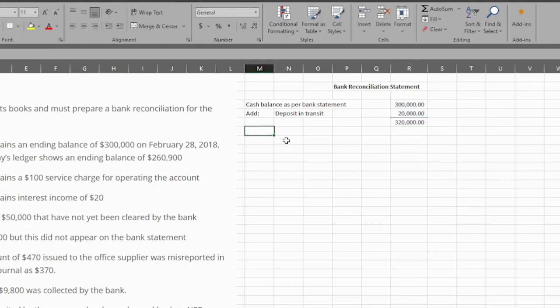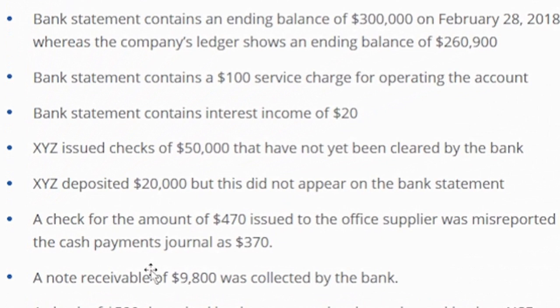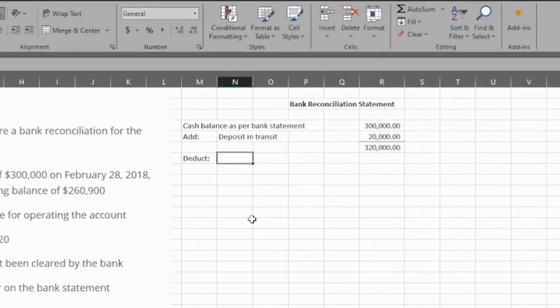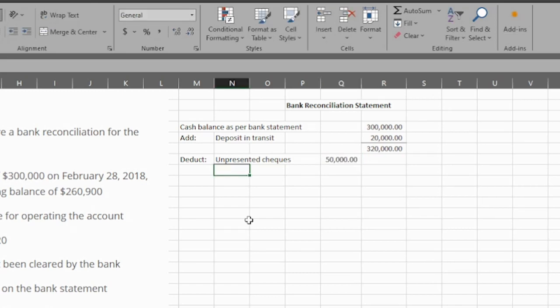Then for the deductions, what are the things we need to deduct? We need to deduct unpresented checks, because there's a check that we have issued but it's yet to be presented at the bank for processing. That's the check we issued, 50,000, so we need to deduct that 50,000 unpresented checks. And that's about all for the unpresented checks as well.